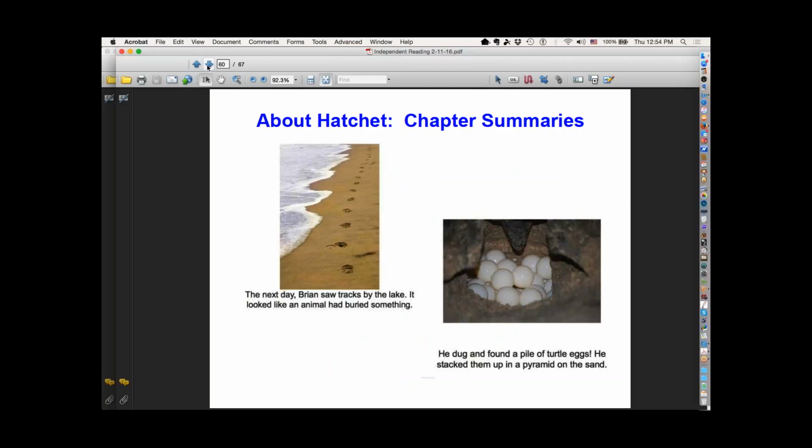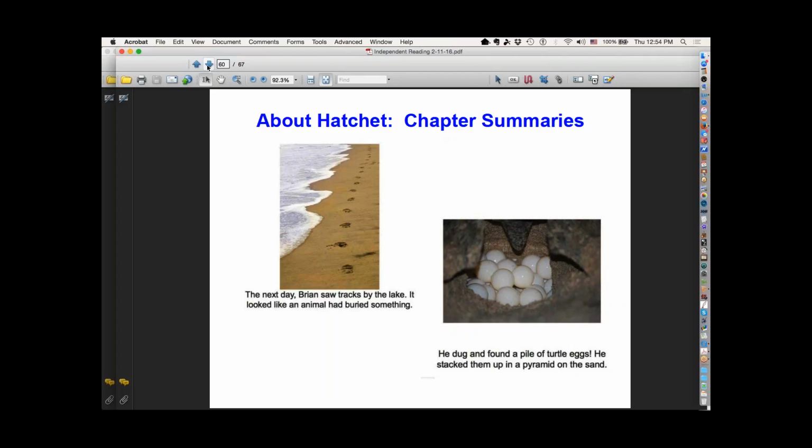Another example at a bit higher level of a conventional book is about Hatchet chapter summaries. If your students are reading the book Hatchet, which a lot of fifth graders read, the Dynamic Learning Maps have taken those books and simplified them and added lots of supports. So we have an example of a page that says, the next day, Brian saw tracks by the lake. Tracks is a fairly hard word to read, so they've taken steps to help decode it, and you can see in the drawing that they've got tracks by the lake.